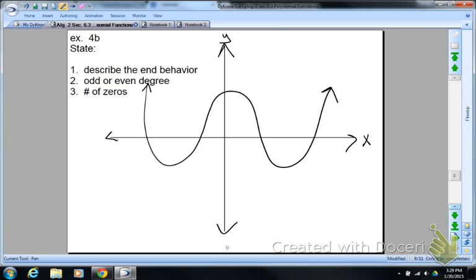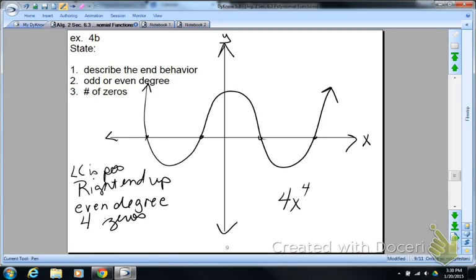So what is the end behavior? For example, the end behavior, the leading coefficient is what? Positive, because the end behavior is going up. So the leading coefficient is positive. The end behavior, you can say right end to up. And then it's even. So the right end is up, so the leading coefficient is positive.